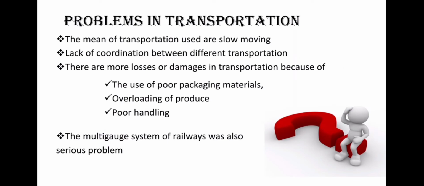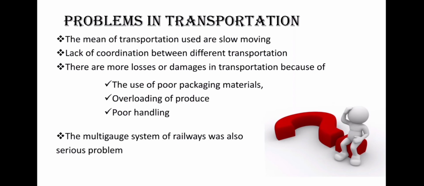Problems in agricultural transportation. The problems in the transportation of agricultural commodities are very serious because of the special factors associated with them. For example, the perishability of the produce, its bulkiness, the small quantity in which it is available and a large number of suppliers and purchasers. So some of the important problems arising are: the means of transportation used are slow moving, and there is a lack of coordination between the different transportation modes, for example, the railways and truck companies.